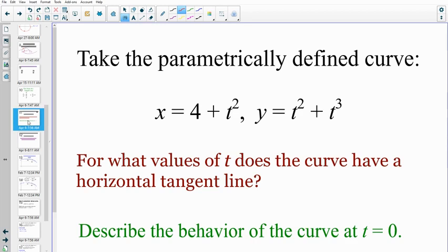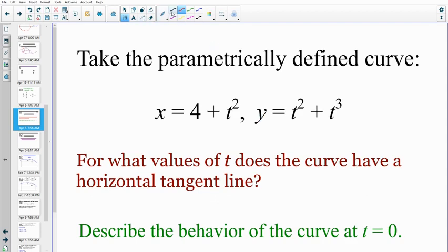Suppose I have a parametrically defined curve according to these parametric equations. If I ask for what values of t the curve has a horizontal tangent line, we can't just say the derivative is 0. That was when we had y as a function of x. When I say a horizontal tangent line, that means there's no vertical motion. All of the motion is horizontal. So dx/dt could be anything except 0.